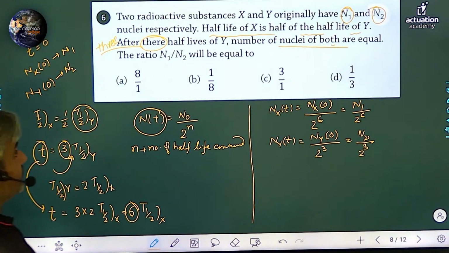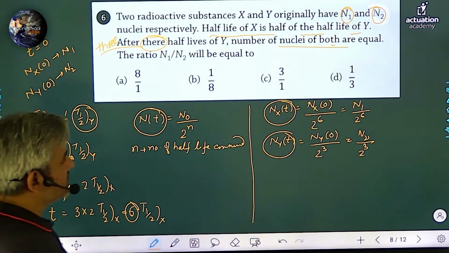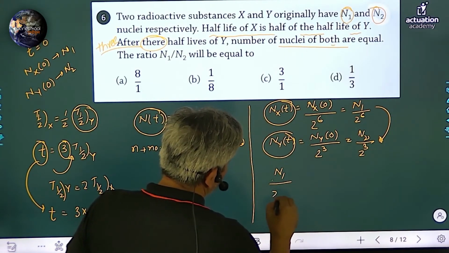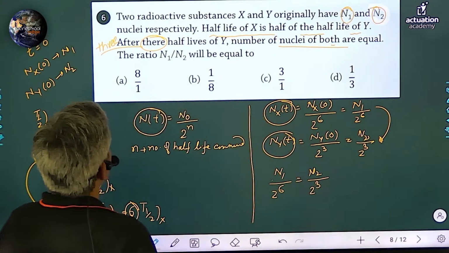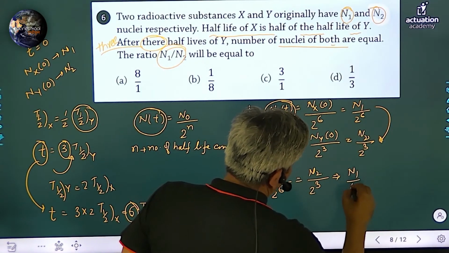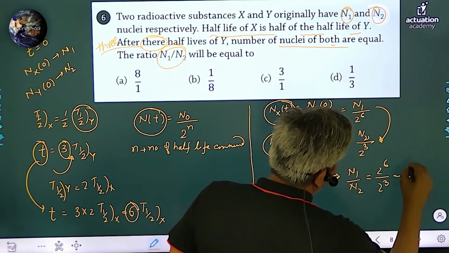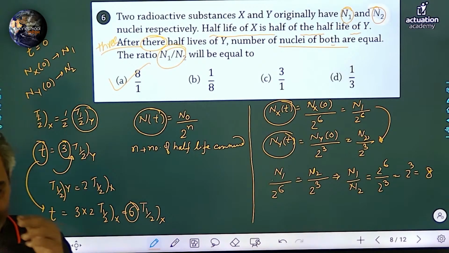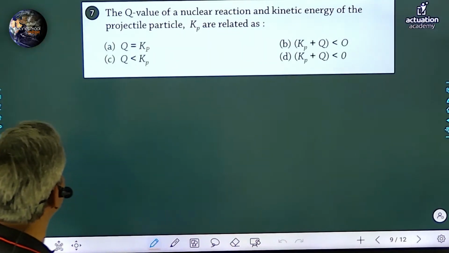It is given that both nX(t) and nY(t) are equal after time t. So these two values are equal: n1 over 2 raised to power 6 is equal to n2 over 2 raised to power 3. Now we need to find the ratio of n1 and n2. So n1 over n2 is equal to 2 raised to power 6 over 2 raised to power 3, which is 2 raised to power 3, and the ratio is 8 is to 1. Option A is right. Let's move to the next question.